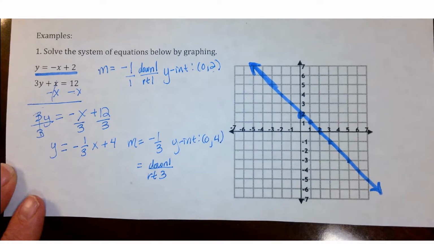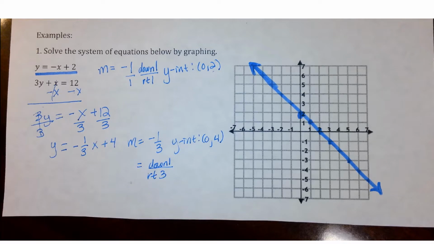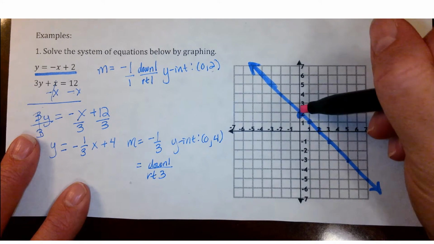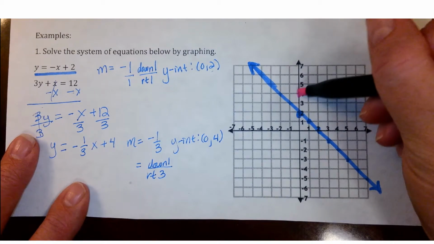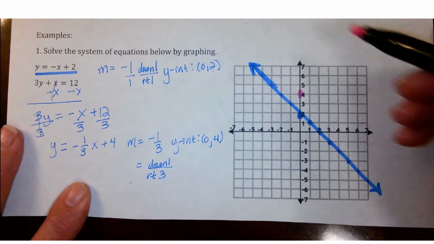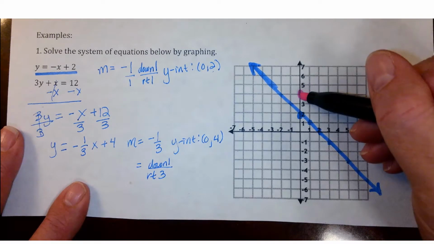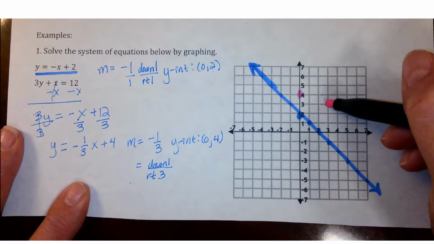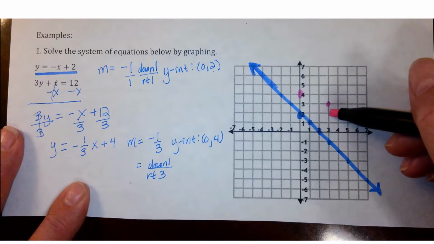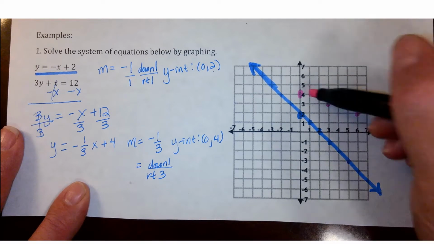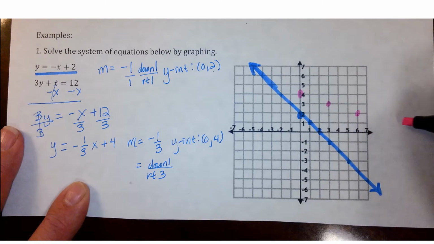So let's see if we can graph that one. So we're going to start with the y-intercept of (0, 4). 1, 2, 3, 4. And now I'm using the slope, down 1, right 3. Down 1, right 3. Down 1, right 3. Well, this is kind of bad news for us because if I keep going this way, it's going further away from this other blue graph.